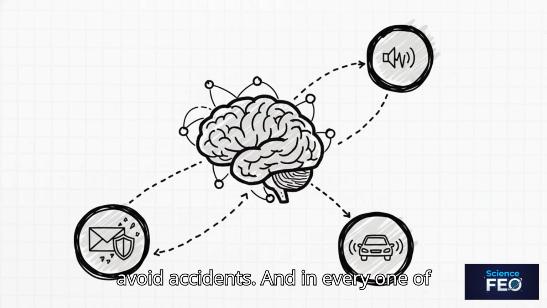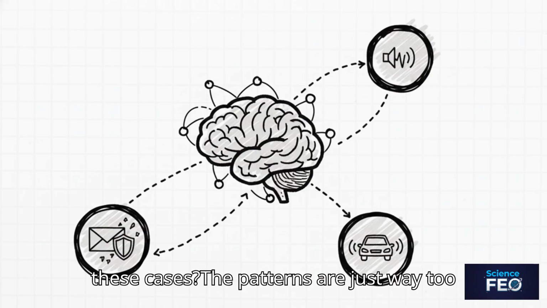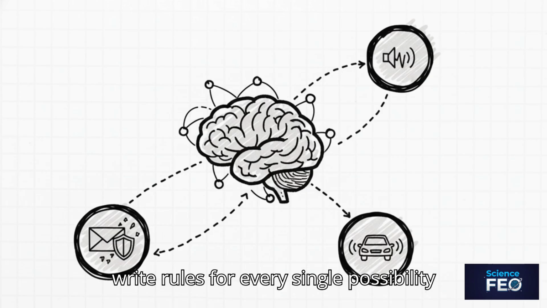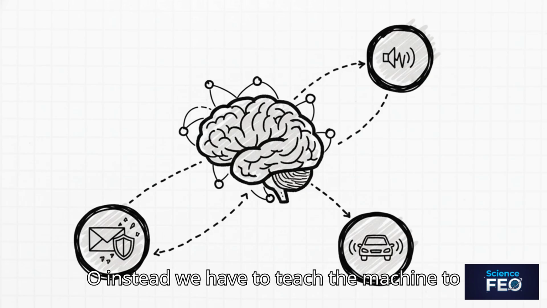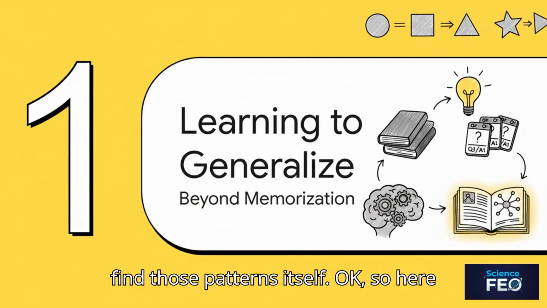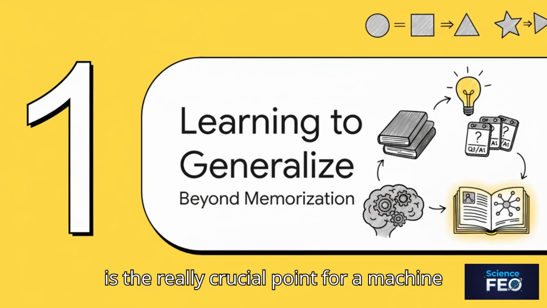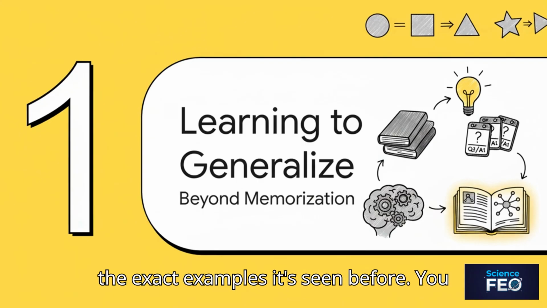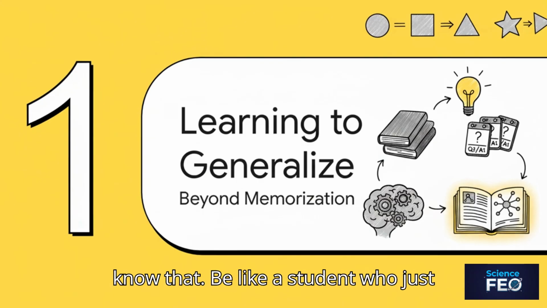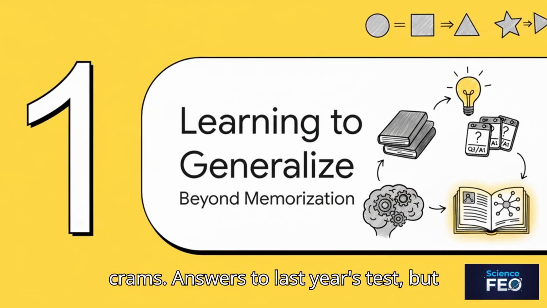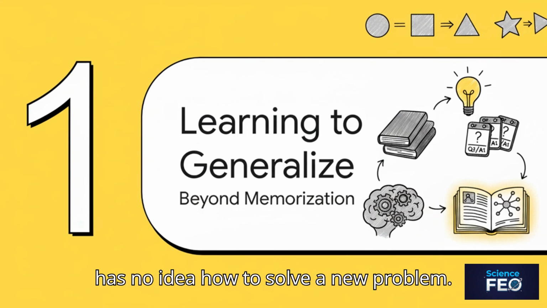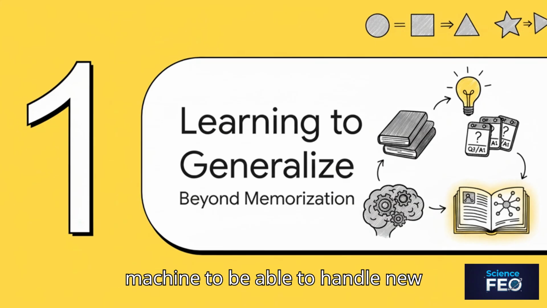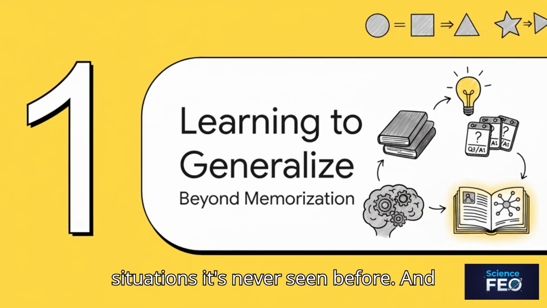And in every one of these cases, the patterns are just way too complicated for a person to sit down and write rules for every single possibility. So instead, we have to teach the machine to find those patterns itself. Okay, so here is the really crucial point. For a machine to actually learn, it can't just memorize the exact examples it's seen before. That'd be like a student who just crams the answers to last year's test, but has no idea how to solve a new problem. The real goal, the whole point, is for the machine to be able to handle new situations it's never seen before.